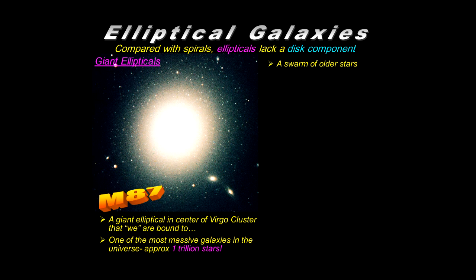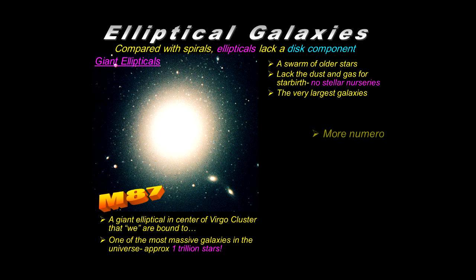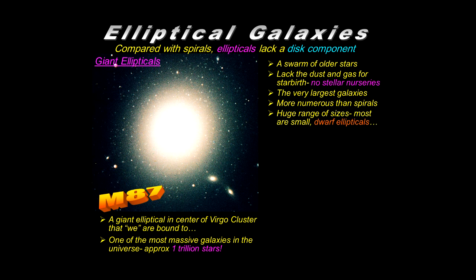Well, an elliptical is basically a swarm of older stars. You notice the kind of reddish appearance it has, indicative of age in general, because they lack the dust and gas for ongoing star birth. There are no stellar nurseries going on in the ellipticals. They are the very largest galaxies, even though I mentioned most of the large galaxies are spirals. The very largest ones are ellipticals. They tend to be more numerous than the spirals when we consider that there are very small ones, dwarf ellipticals, in addition to the very large ones. So there's a greater range of size in the ellipticals than any of the other galaxies.